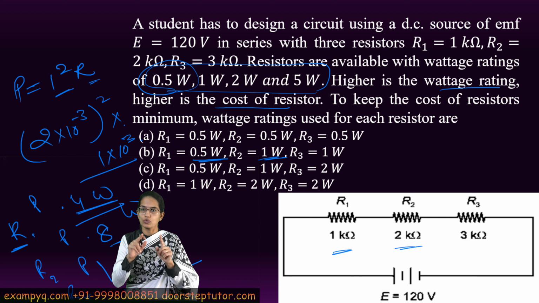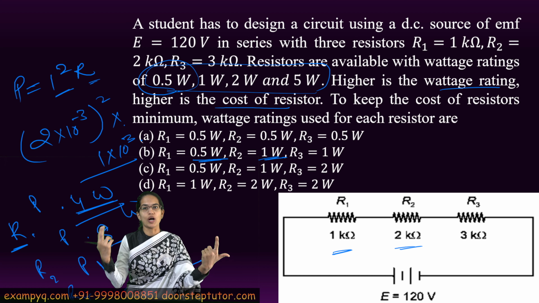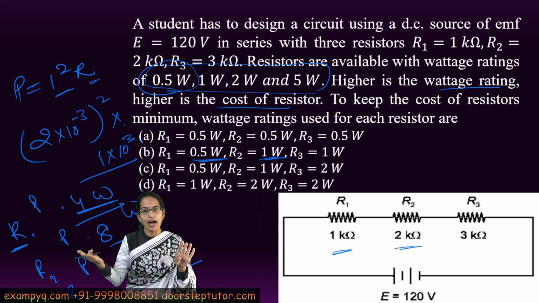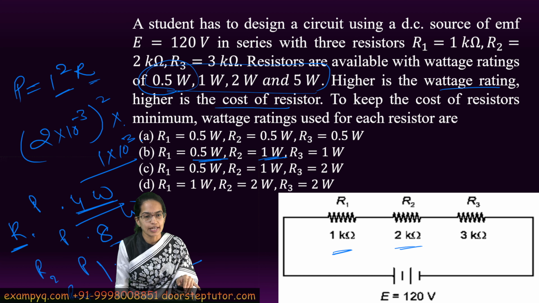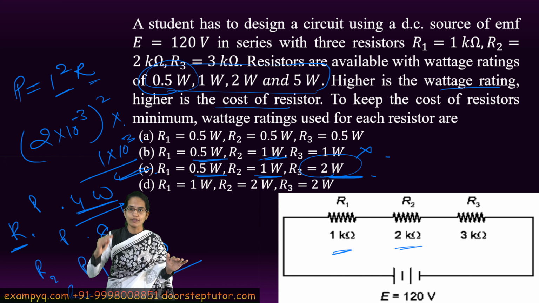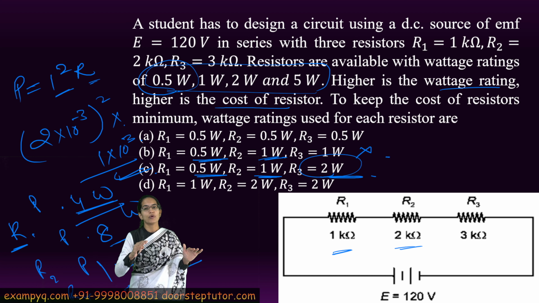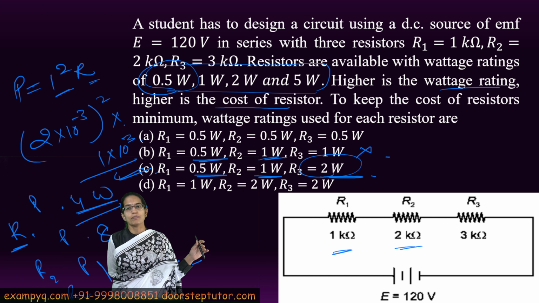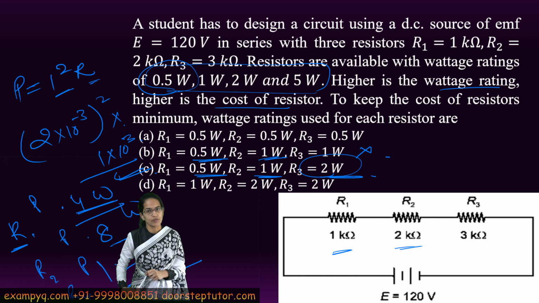But since there is no option between 1 and 2, I'll have to take the higher side. I cannot take a lower power rating. So the only option I can go for here is 2 watt. So option 3 becomes correct: 0.5, 1 and 2 watt. I cannot go for a power rating of 1 watt, which is less than 1.2, because that would not make it sustainable. The filament would burn.